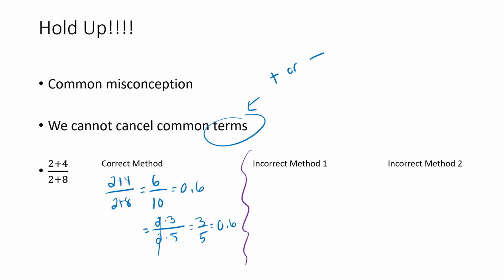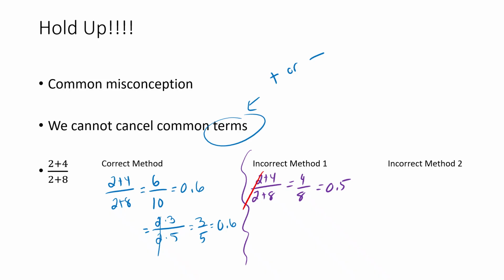Incorrect method number 1 would be to do this. You look at that and say, oh, they cancel. And so you very confidently go on and say, oh, that's 4/8 or 0.5. And we can see right off, these are not the same. 0.6 and 0.5 are not the same number. So one of those has to be wrong, and I'm telling you, that's the one that's wrong.